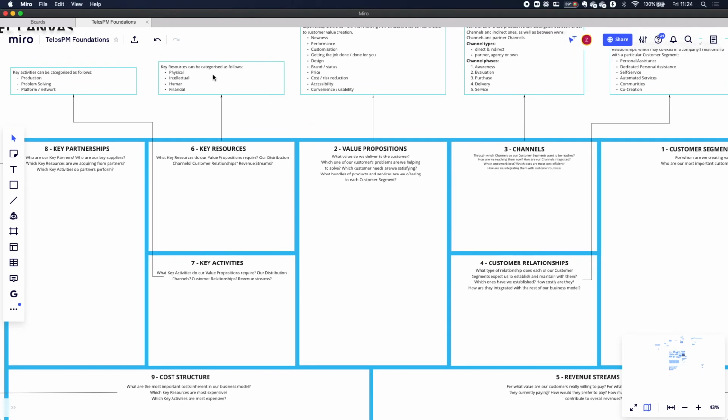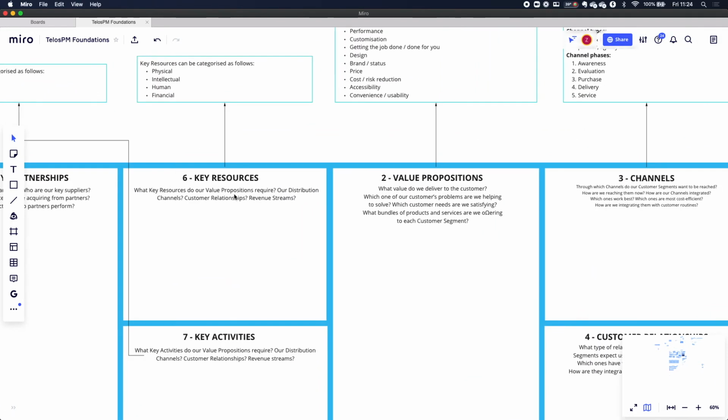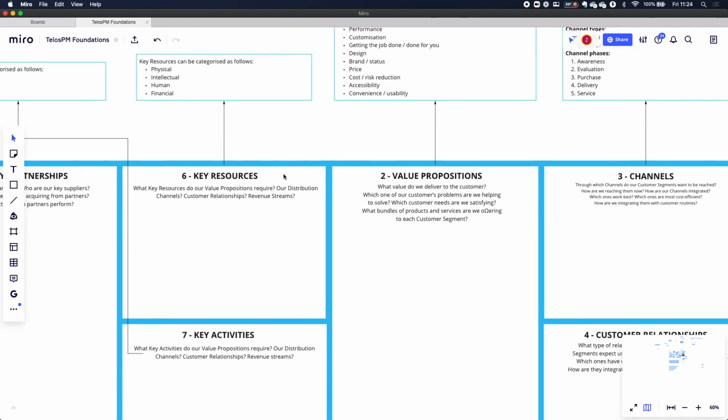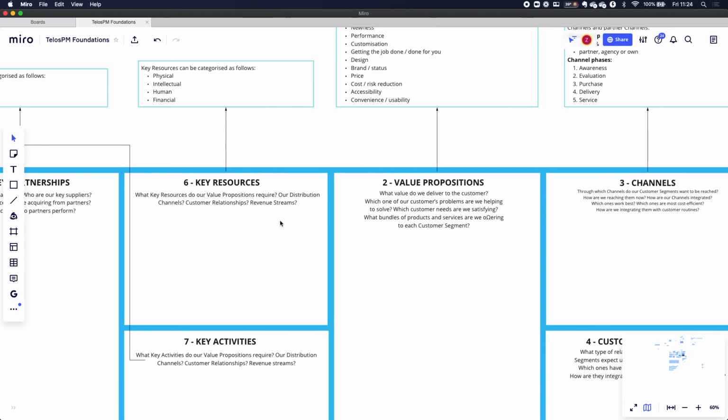So the key resources that you need to support your distribution, production channels, your relationships, and your revenue streams. So this is things about your fixed costs and your variable costs. Some different ways to categorize these could be the physical things. So if you're buying products, what are they? Where are you getting them from? How much do they cost? How easy are they to get? Intellectual, do you need a particular IP?